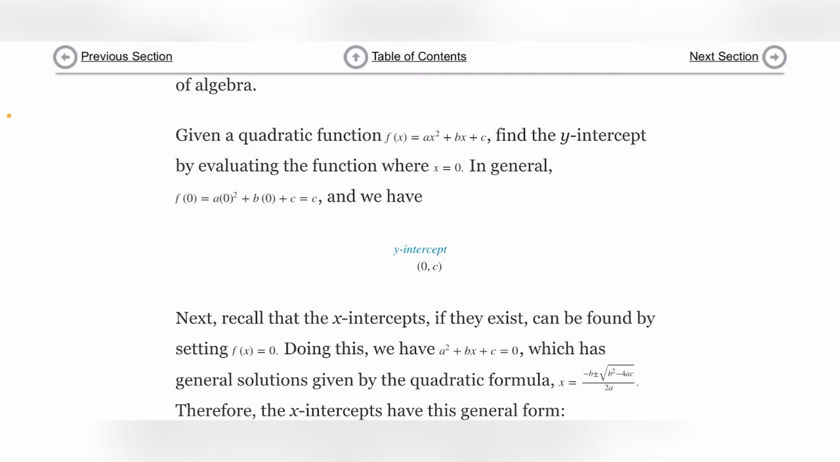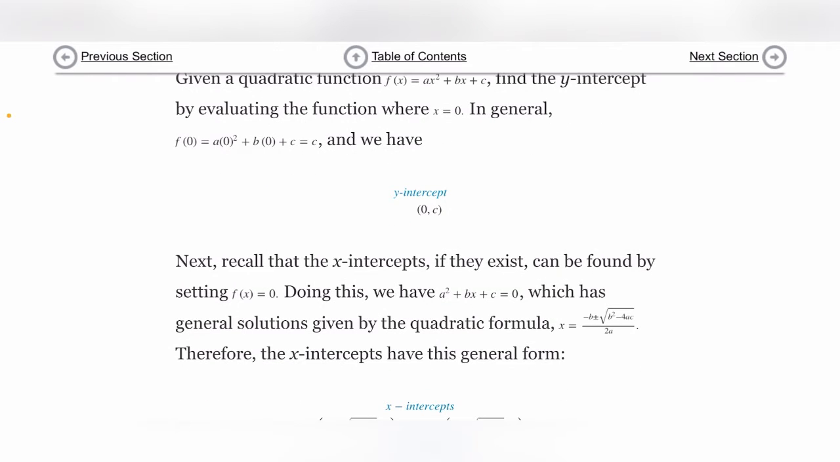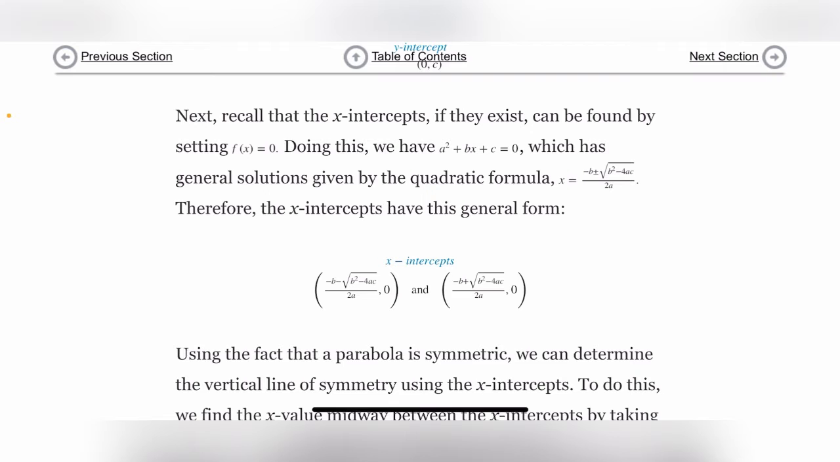Find the point where it intersects the y-axis. So our x is 0, substitute 0. In general, we find f of 0, which equals a multiplied by 0 plus b multiplied by 0 plus c. What about x-intercepts?